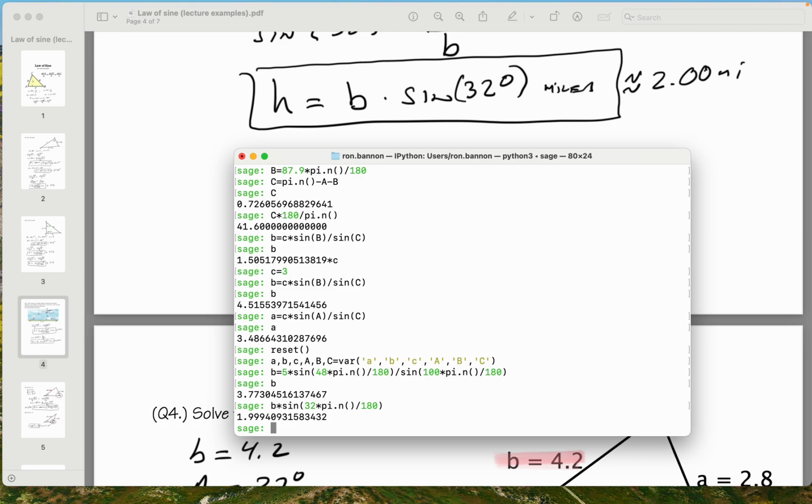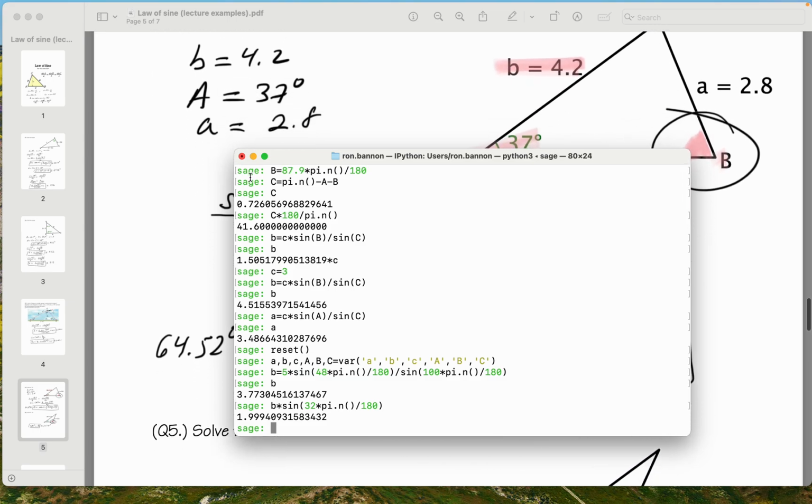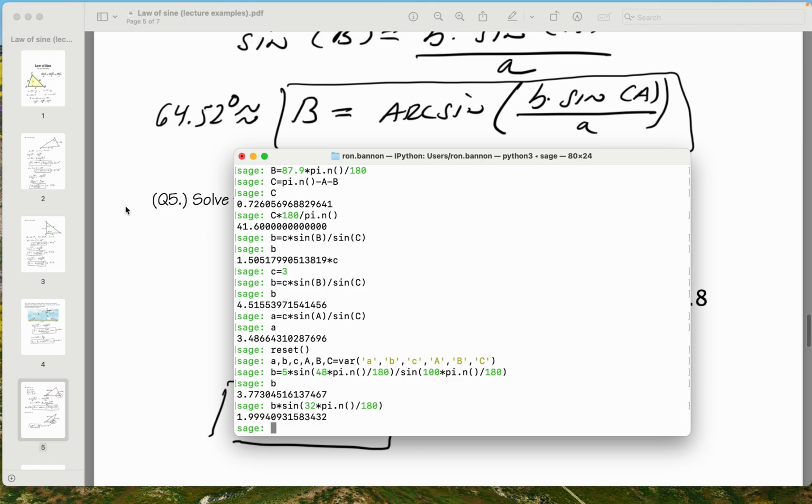What are you getting? 1.9994093. Now, if you round it to 2 decimal places, it's going to be 2.00. That one's done. Let's go to this one over here. Relatively simple question, and I'm just going to type in the computation for you. We've already talked about the whiteboard material. What am I going to do over here?